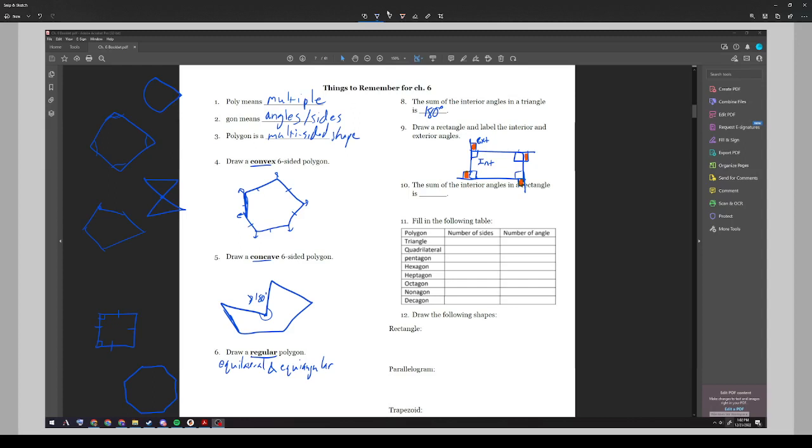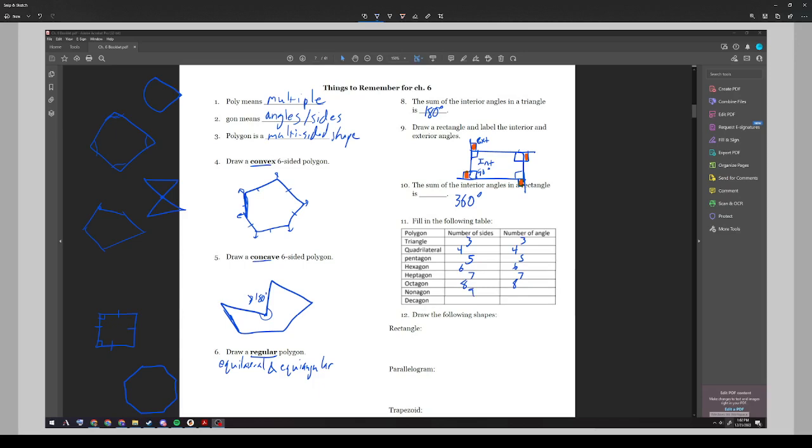The sum of the interior angles of a rectangle. So we know that these are all right angles, meaning they're all 90 degrees, and that means that the sum must be 360 degrees. So looking at these things, we want to fill in some vocabulary. We know that a triangle has 3 sides and 3 angles. A quadrilateral has 4 sides and 4 angles. Pentagon, 5 sides, 5 angles. Hexagon is 6. Heptagon or septagon, so there are 2 names for that one, is 7. Octagon is 8.